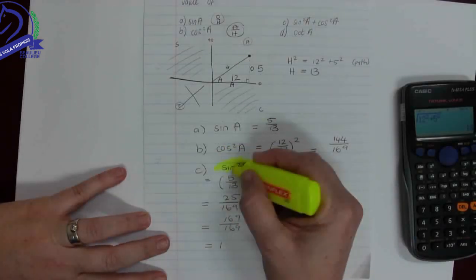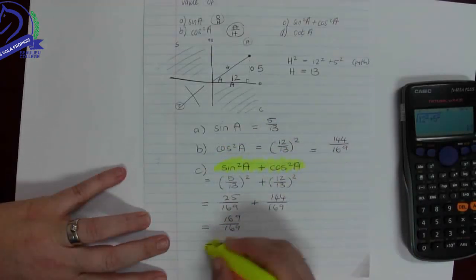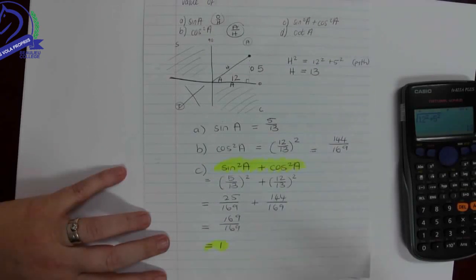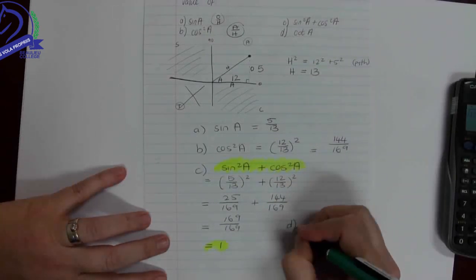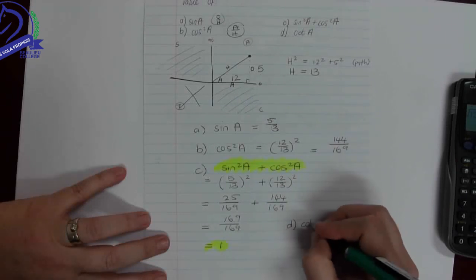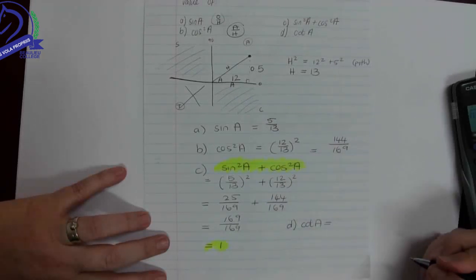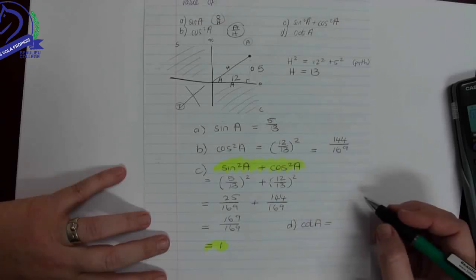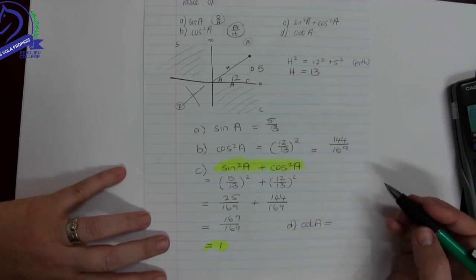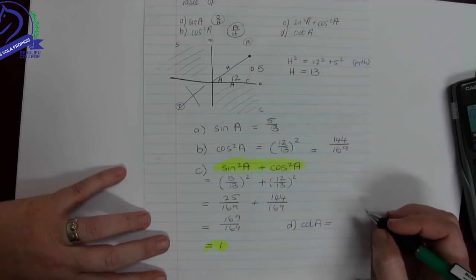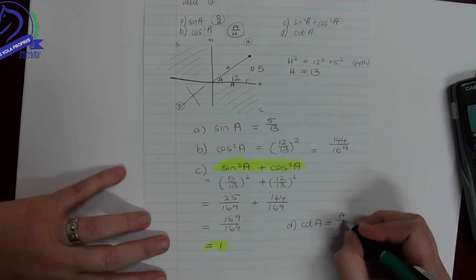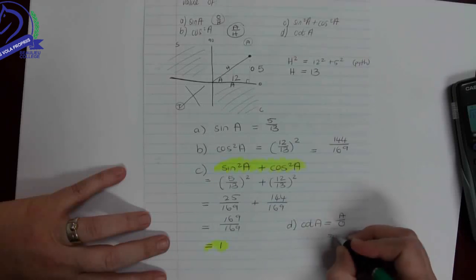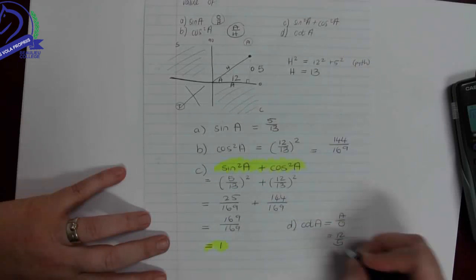I want you to take a highlighter and highlight that. You will see later why. Okay, and then D asks for cot of A. Okay, so cot is the reciprocal of tan. If tan is O/A, cot is A/O. So that's 12/5.